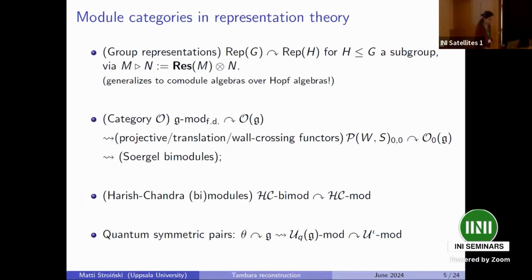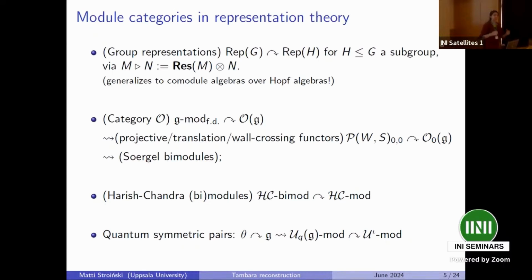So, okay, how do they appear? I'm in representation theory, so I care about module categories here in representation theory. If I have a group G and a subgroup H of this group, then Rep G acts on Rep H by just tensoring with the restriction. And this generalizes nicely to comodule algebras over general Hopf algebras.